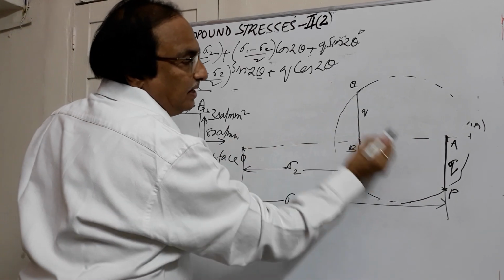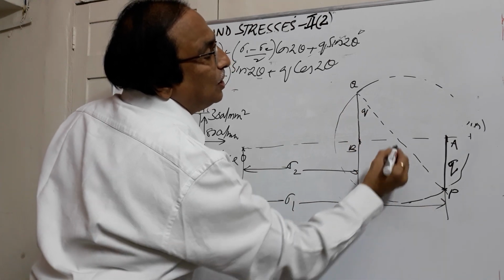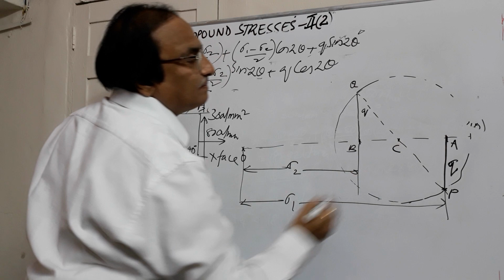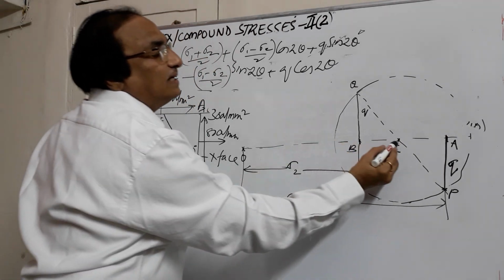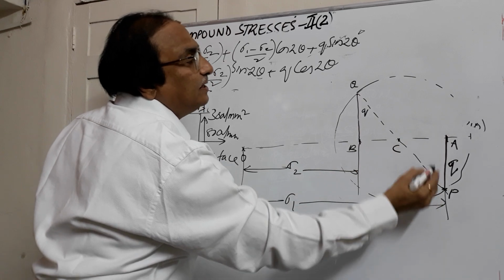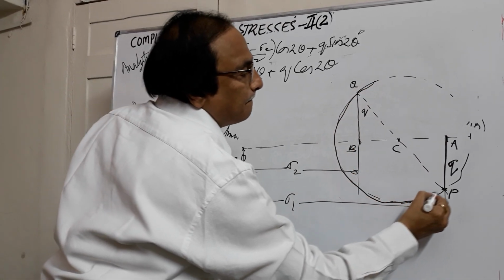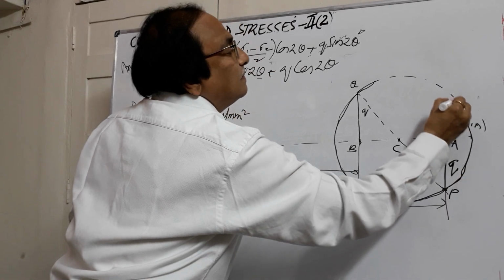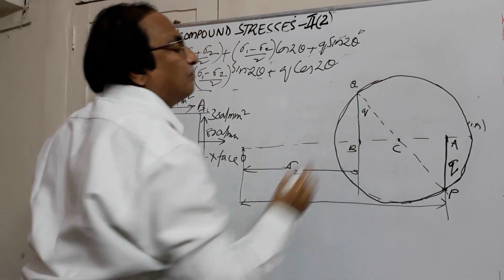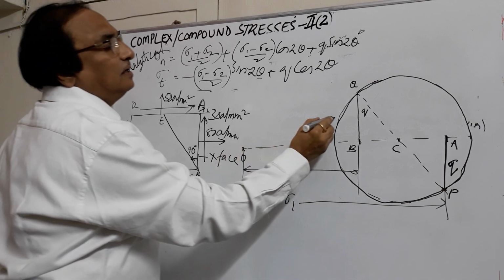Now join this PQ, and you get a center C here. With center C and radius CQ or CP, draw a circle. Now this circle we call the Mohr circle.